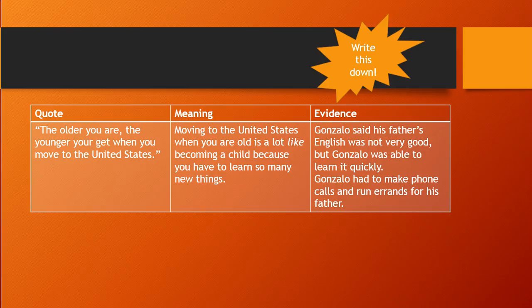My evidence for that is that Gonzalo said his father's English was not very good, but Gonzalo was able to learn it quickly. And Gonzalo had to make phone calls and run errands for his father. So that's telling us why his father's experience was like being a child. Now, copy this onto your worksheet, and then you can move on.